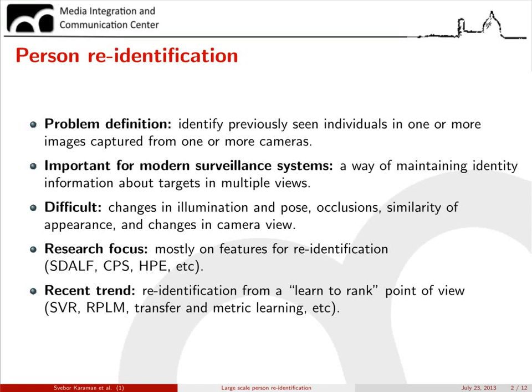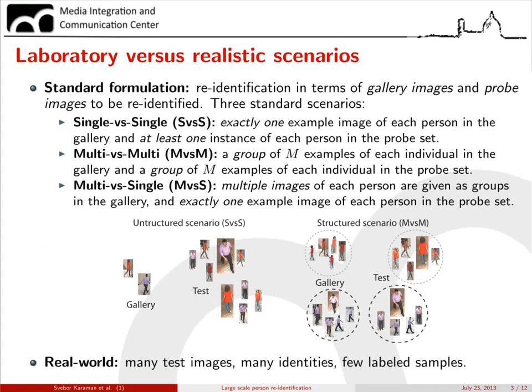Person re-identification is defined simply as the identification of previously seen individuals in one or more images captured from one or more cameras. It's an integral part of modern surveillance systems and remains a difficult problem due to many reasons. Re-identification problems are typically defined in terms of a gallery and a probe image set. And in the person re-identification literature, three standard scenarios are usually discussed.